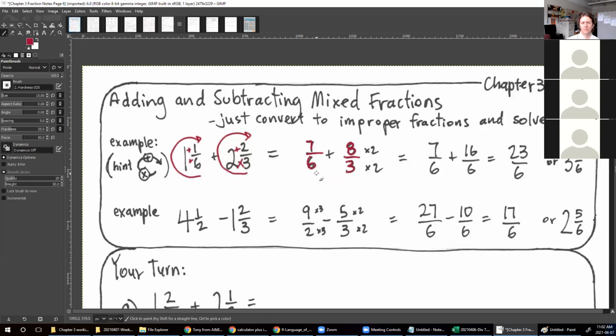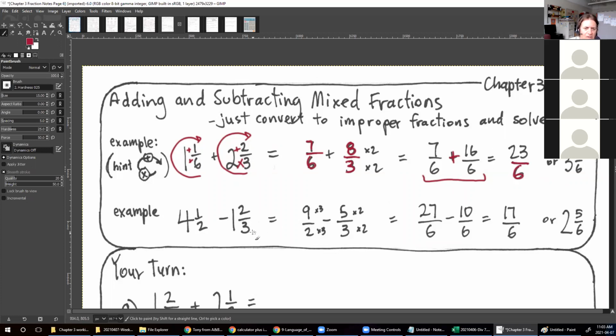6 is going to be the common denominator. So 3 times 2 would give me a 6 in the bottom. If I'm going to multiply by 2 on the bottom, I have to multiply by 2 on the top. So 7/6 stays the same, plus 8 times 2 is 16 over 3 times 2 is 6. Now that my bottom numbers are the same, I can add the tops. 7 plus 16 is 23, and the bottom numbers stay the same. And I've made this into a mixed fraction.